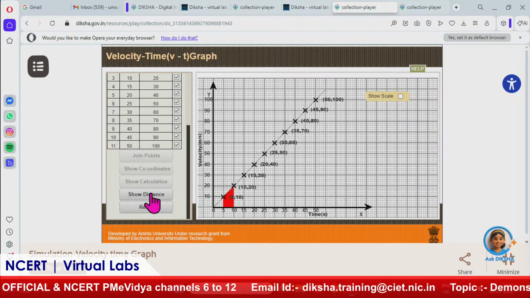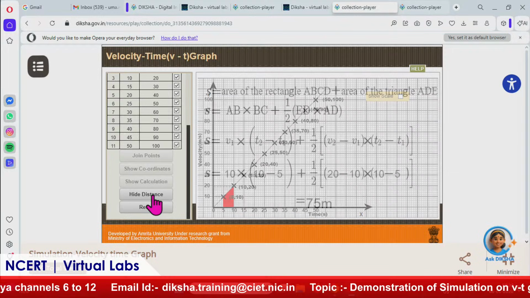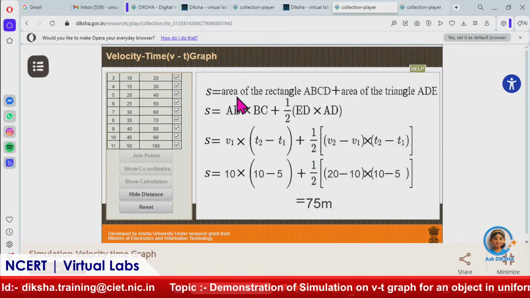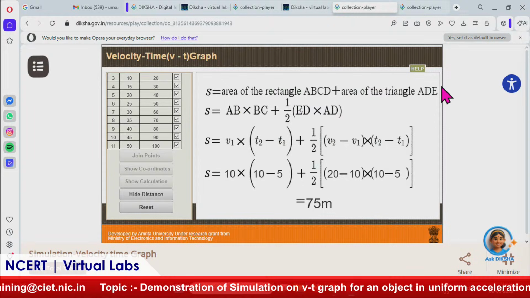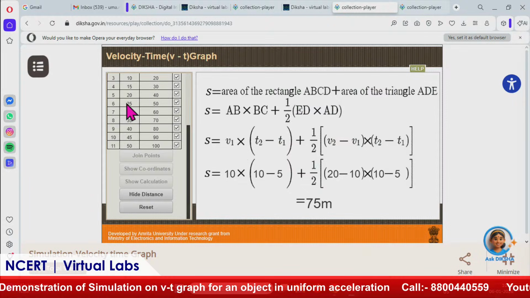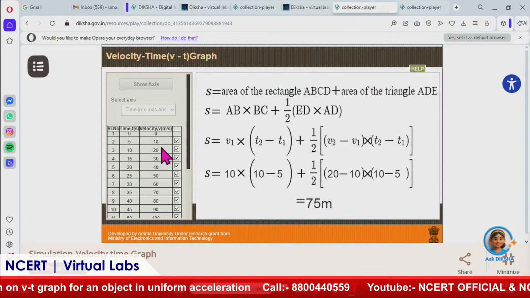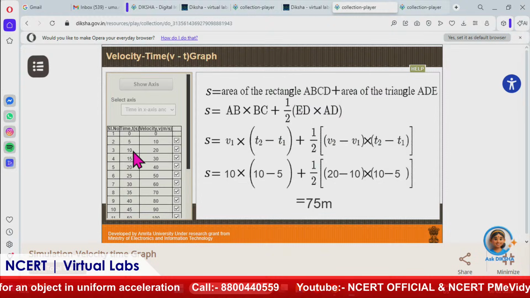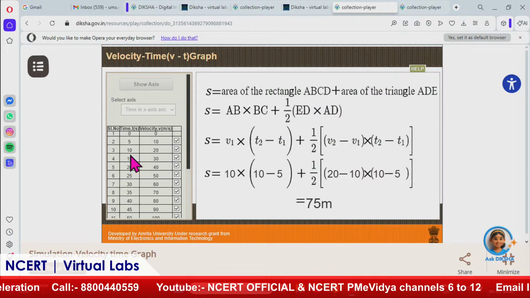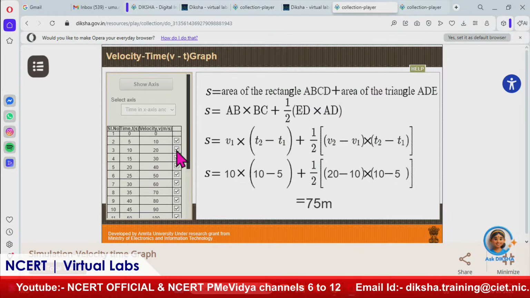Now show distance, that means how much distance it has covered while going from this point to this point. So this formula which we have discussed in the theory part, the same formula we can use to calculate it: area of rectangle plus area of triangle. Because I know the value of V1, which is 10, and T2 is 10, T1 is 5, then half, what is V2? V2 is 20, because we are considering this portion.